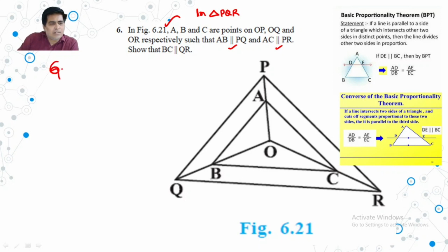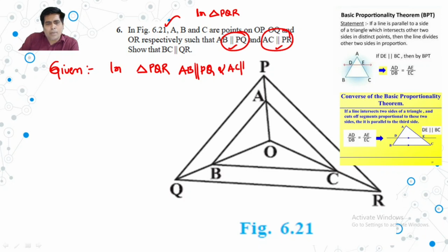So what has he given? From the figure I can write it. In your triangle PQR, AB is parallel to PQ and AC is also parallel to PR. This is given. What do we have to prove? We have to prove that BC is parallel to QR.